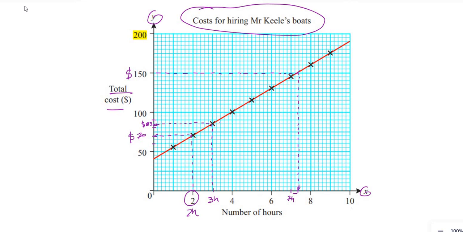But generally, any graph, whenever you want to read a graph, you can either move from the x up to the graph and then to the left to know the total cost, or if you want to find how many hours, the x values, you move from the y values to the graph and then to the x. In this case, the x means the number of hours and the y means the total cost of hiring this boat.